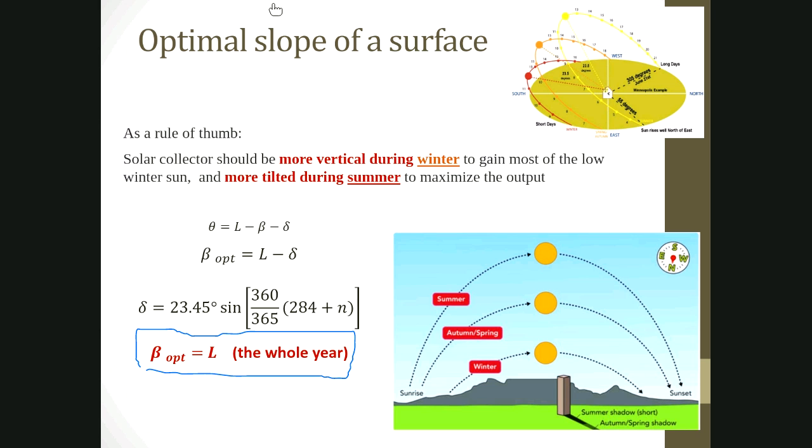Okay, so beta or the tilted angle is a function of the latitude, the position, and declination. So always we make it equal to the declination, just if we make the solar collector fixed. Up to here, is it clear?